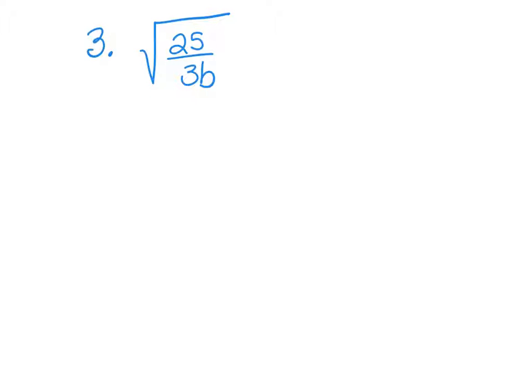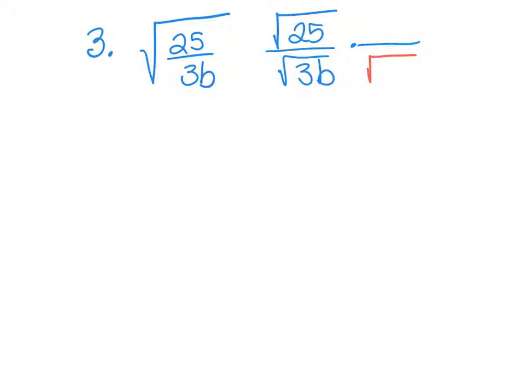All right, let's think through this one. What's wrong with this problem? Well, we have a fraction, we have a radical, and we have a radical in the denominator. Let's see if we can simplify and separate. Can't simplify, so I'm going to write it as separate radicals. And so I have square root of 25 at the top and the square root of 3b at the bottom. The problem is I have a radical in the denominator, so I need to get it out.